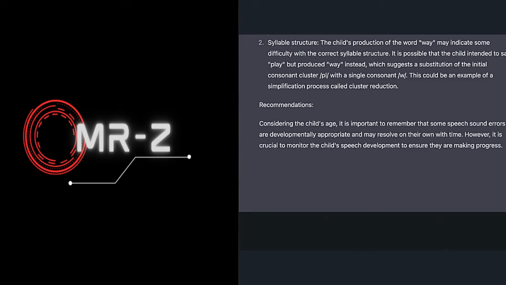I would not have known how to ask ChatGPT to see if there was a problem with syllable structure or cluster reduction, but I used this pattern of saying "act as," and I said act as a speech language pathologist, and now I'm getting rich output that I wouldn't even know how to ask for.